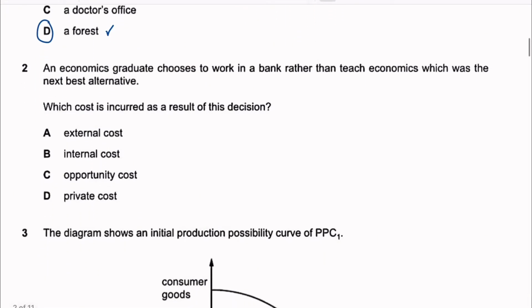Question 2. An economics graduate chooses to work in a bank rather than teach economics, which was the next best alternative. So this is a keyword. Which cost is incurred as a result of this decision? So as you know, you should be familiar with the definition of opportunity cost. So when you see next best alternative, this is definitely referring to opportunity cost.